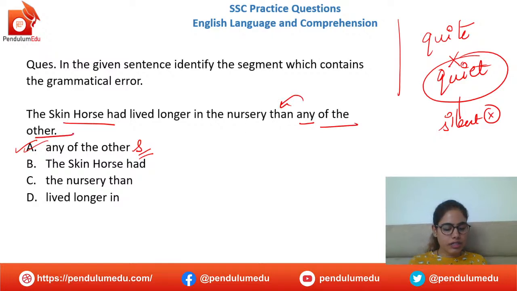Any of the others. That's right, Devesh. A is absolutely right. Yes, Tarun, that's correct. Any of the others. Very well done. Let's go ahead. I hope this is clear to all of you. Why A? Yes, that's right, Sanjeev.